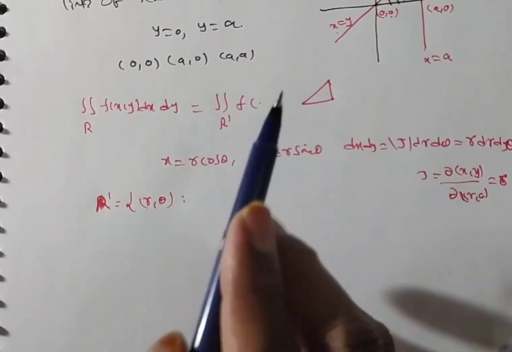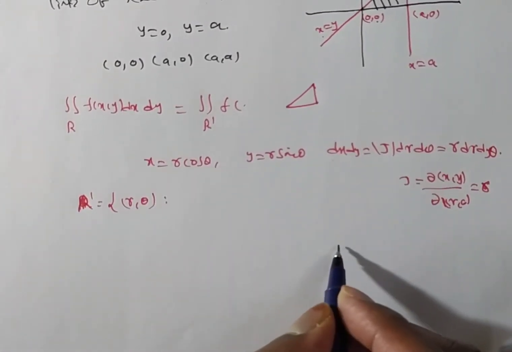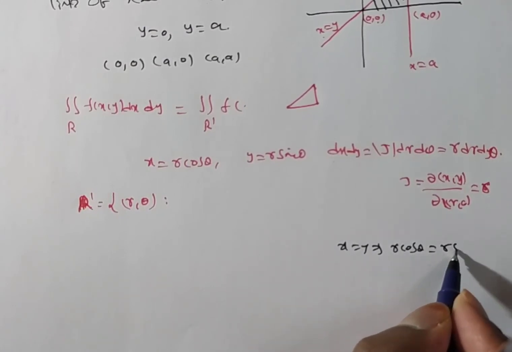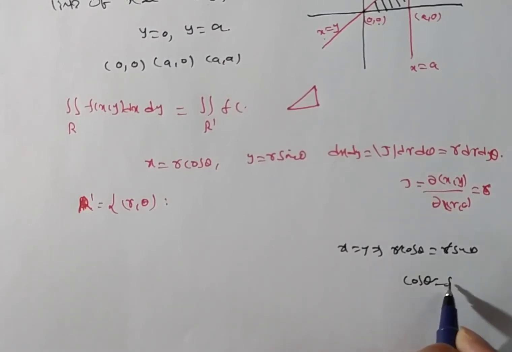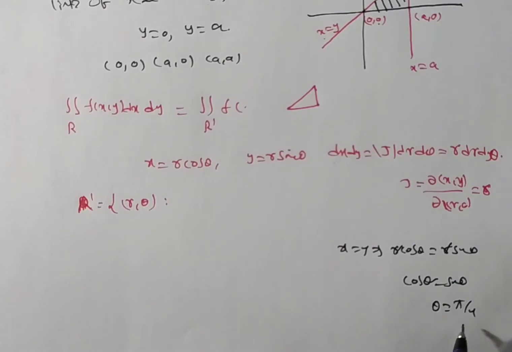Here you see I am not getting directly a circle or any other term. x is equal to y, which implies r cos theta is equal to r sin theta. So r gets cancelled. Then you will have cos theta is equal to sin theta. When is it possible? Theta is equal to pi by 4. Tan theta is equal to 1, so theta is equal to pi by 4.